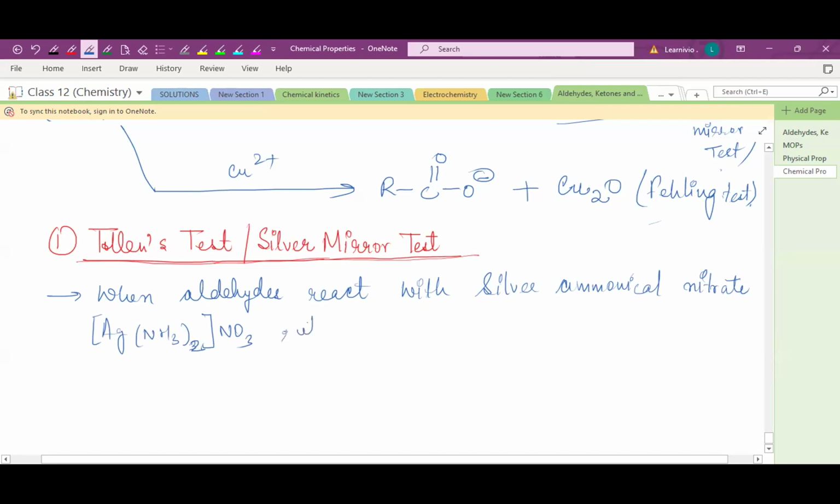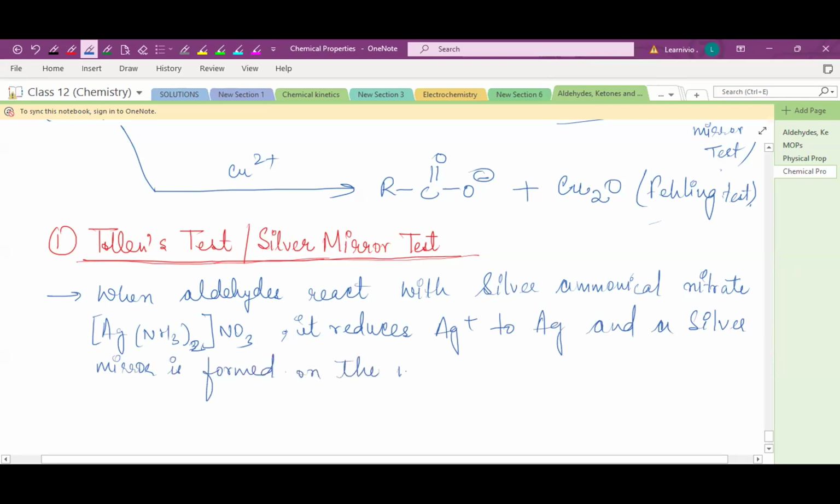So it reduces Ag plus to Ag and a silver mirror is formed. When you perform this experiment in your lab, it is quite an interesting experiment. You will notice the formation of a silver mirror on the wall of the test tube when you take the aldehyde group and react it with the silver ammoniacal nitrate.